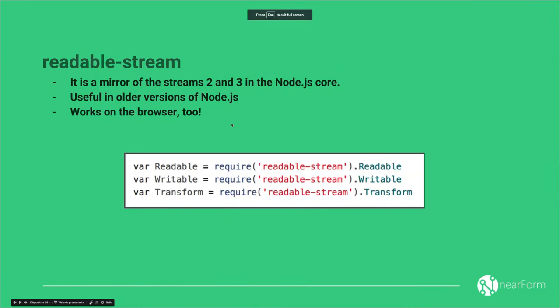The first one is Readable Stream. It's a mirror of streams 2 and 3 in the Node.js core. Node is, as you probably know, a fairly rapidly evolving tech. A few years ago, version 0.4 didn't know too much about streams, but now we are on version 4.5, and it has evolved a lot. Companies that adopted Node.js early don't have a really good API with streams. So someone has pulled the core of streams 2 and 3 into a library called Readable Stream, which is pretty much a mirror of what's happening in the core of Node.js. It can be used in projects on other versions of Node.js. It also has a really good feature: it works in the browser as well, which is amazing because it enables UI code to use streams for pretty much everything.